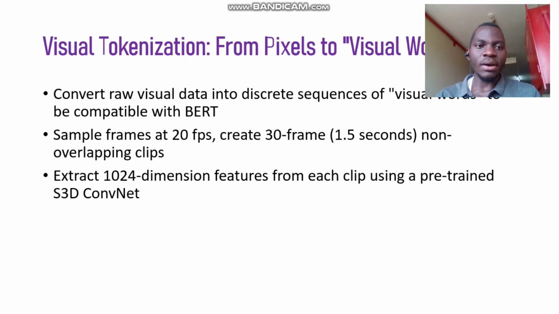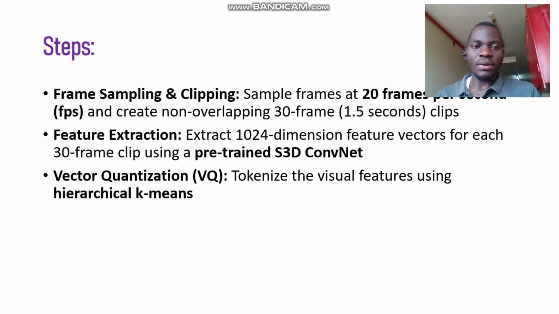So maybe to explain the visual tokenization. Visual tokenization, since I was using video, transforms these pixels into visual words. It converts raw visual data into discrete sequences of visual words to be compatible with BAT. Then I talked about changing the whole video into frames of 1.5 seconds, and that's what video BAT tokenization is all about.